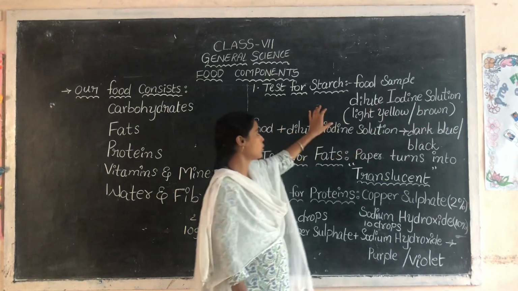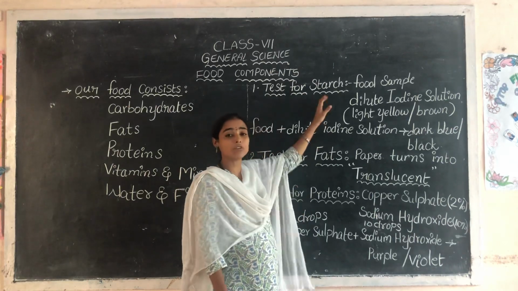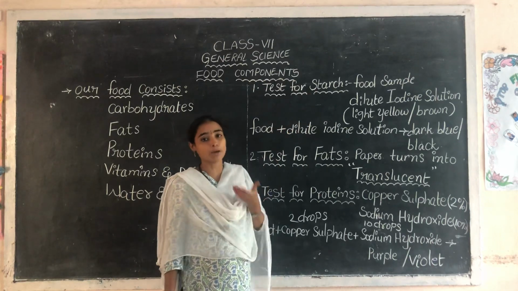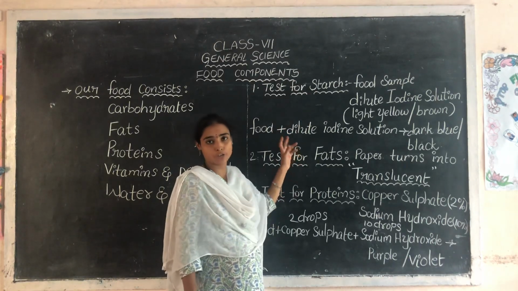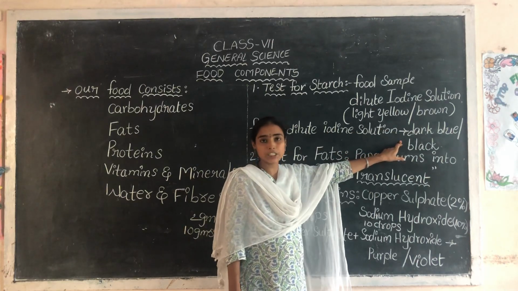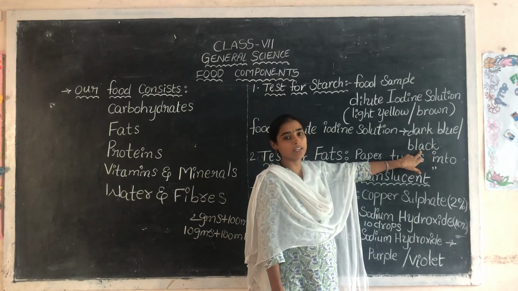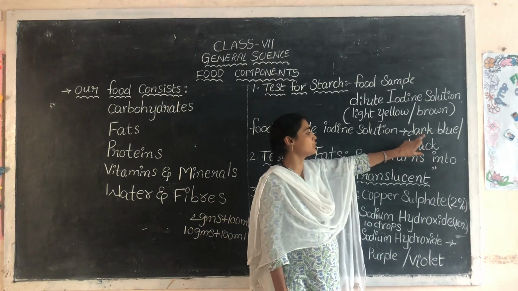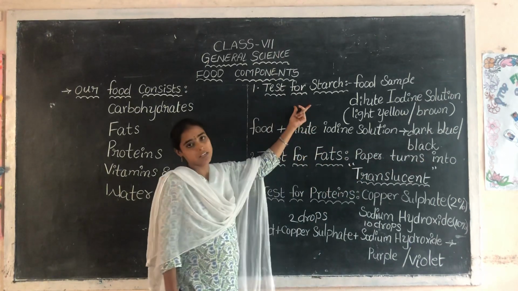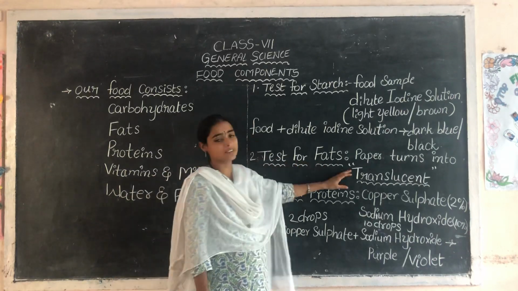Okay. Now take that food sample in the test tube or bowl. Which food item do we want to test for starch? Take that food sample in the bowl or test tube. Add a few drops of the dilute iodine solution. Our food color turns into the dark blue or black. When the food item color turns into the dark blue or black, we get that conclusion our food consists of the starch. Right?